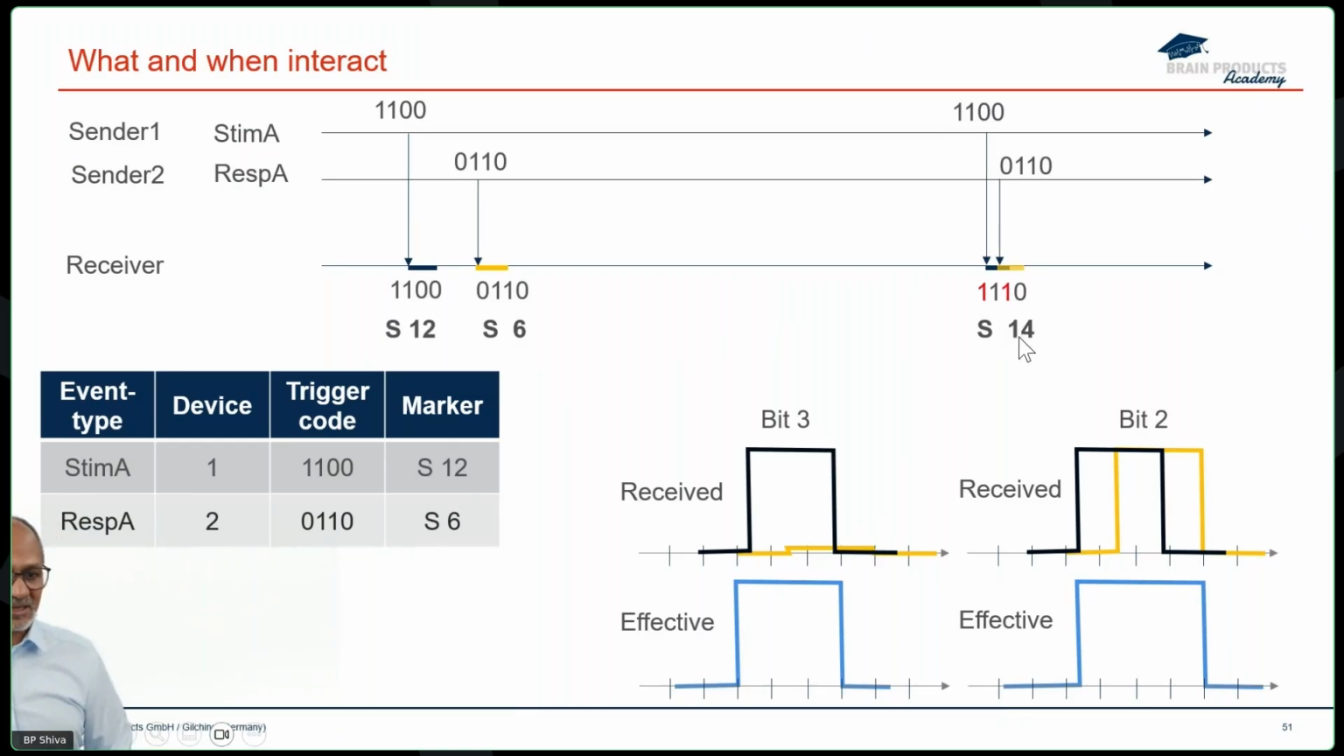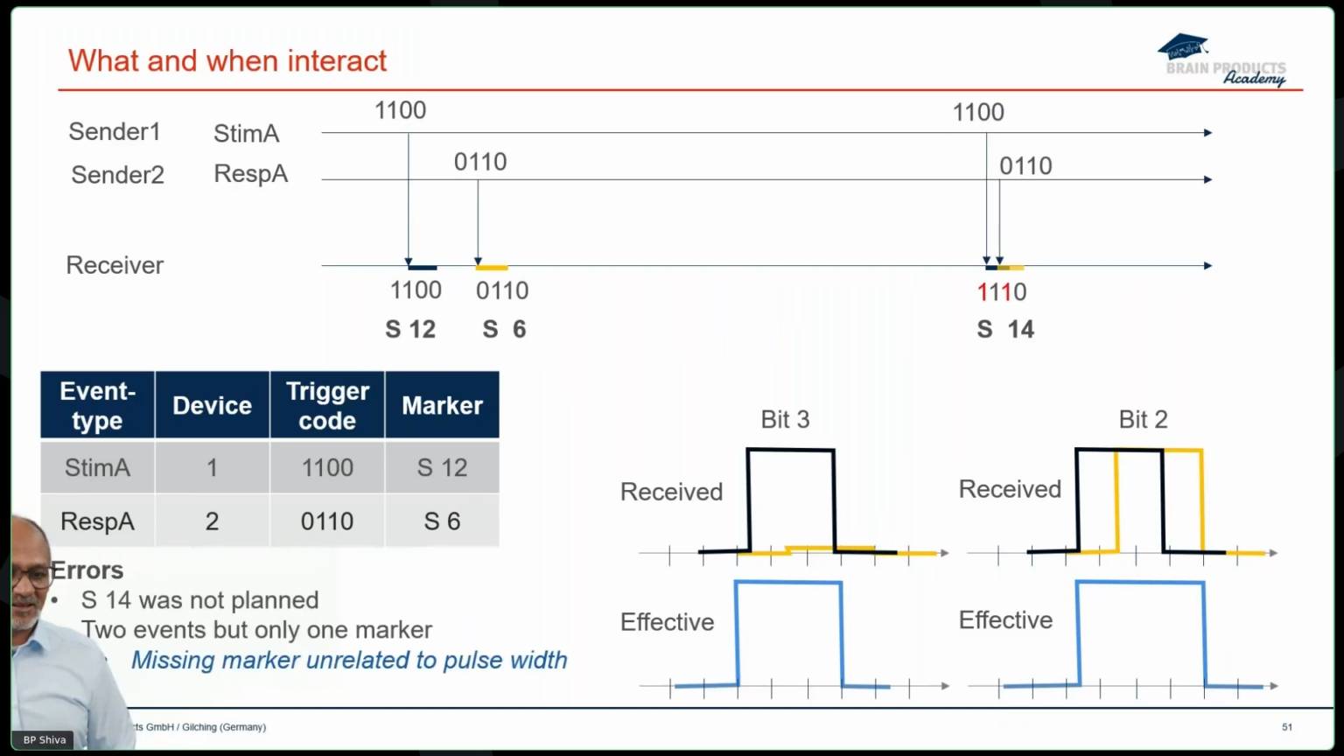And this is a crucial error in two ways. Firstly, S14 was not planned, right? And this is the value of the trigger plan right now. Based on all your prior calculations, such things should not occur, but it does. The second is that there were two events, but there's just one marker, and there is a missing marker. This has nothing to do with the pulse width that we talked about that can produce missing markers. Here it is a logical consequence of the trigger code choices and their interactions.